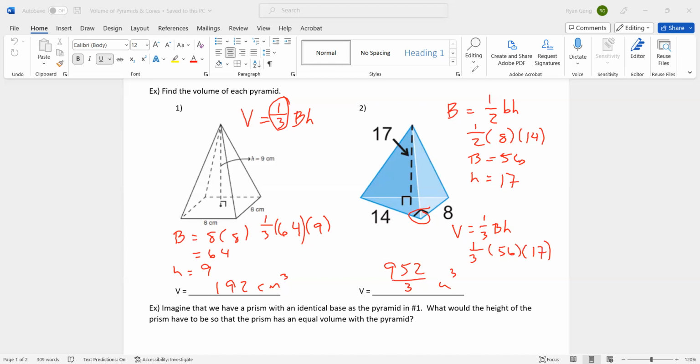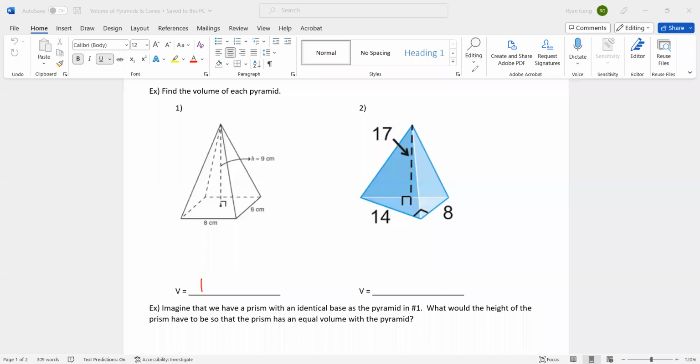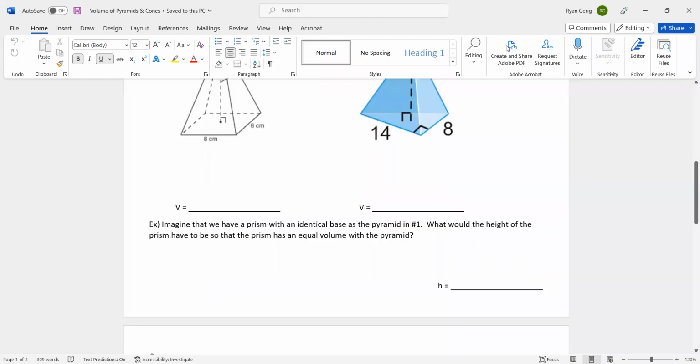Real quick, I'm going to scroll down first. This last question on the front here makes you think a little bit. We'll go back to number 1. We found 192 centimeters cubed was the volume of that pyramid. Now I'm telling you to imagine that we have a prism with an identical base as the pyramid in number 1. So we've got a square pyramid, or a square prism.